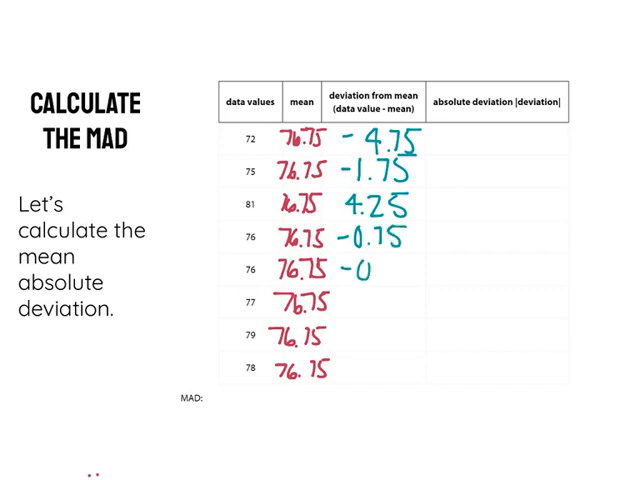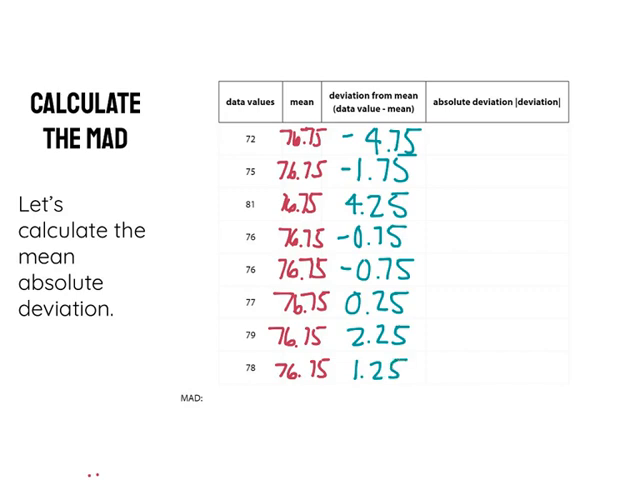So that's going to be the same for this one. Then 77 minus 76.75, we get 0.25. 79 minus 76.75, we get 2.25. And 78 minus 76.75, we get 1.25.